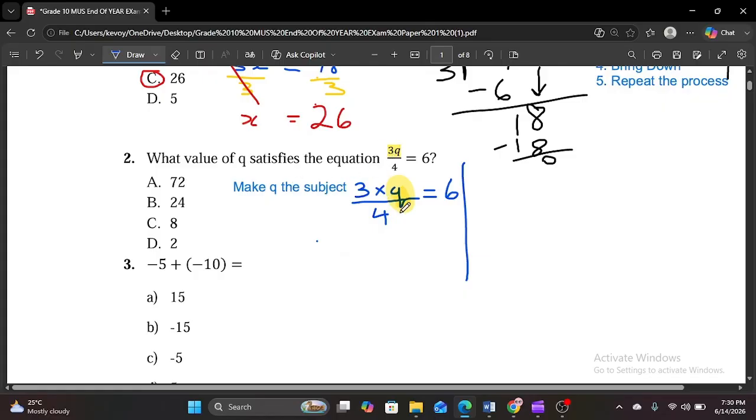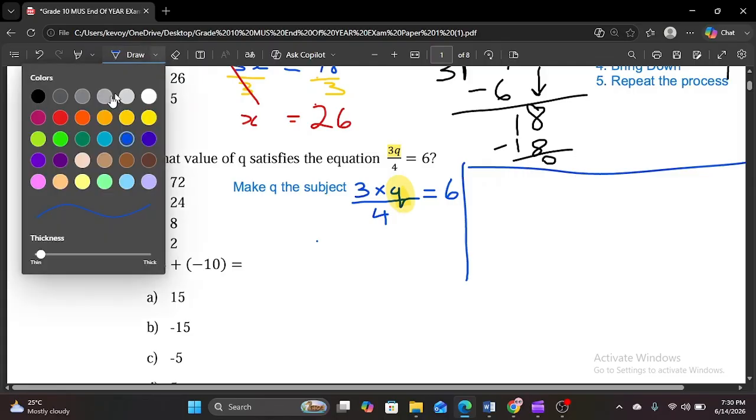When we change the subject, we do the opposite. That means what we would do first will come last. So the last thing that we will do is divide by 4. That means the first thing I would do is get rid of the 4 right here. So I'm going to move over the 4 first. I'm going to rewrite it over here.